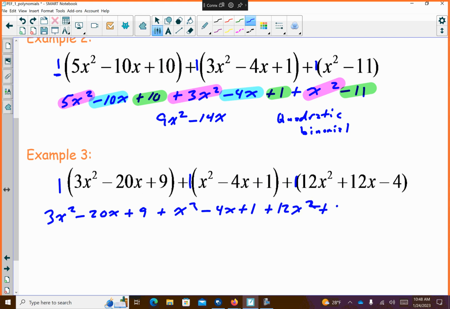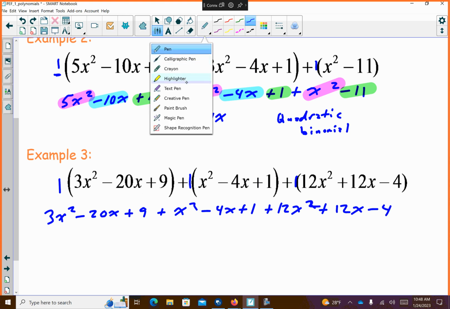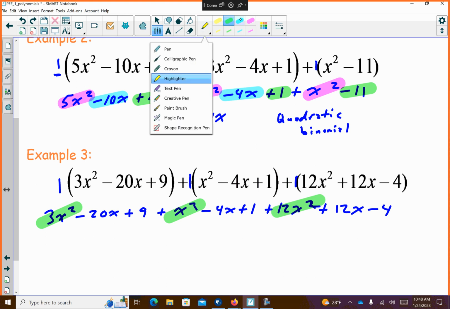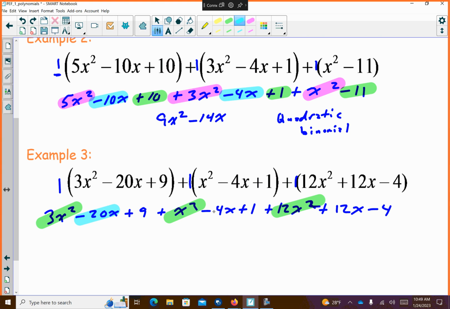Squared plus 12x minus 4. All right. Highlighter. 3x squared, x squared, 12x squared. 3 plus 1? 4. 4 plus 12? 16. Okay. Let's highlight these as well. That. And then let's highlight this as well.